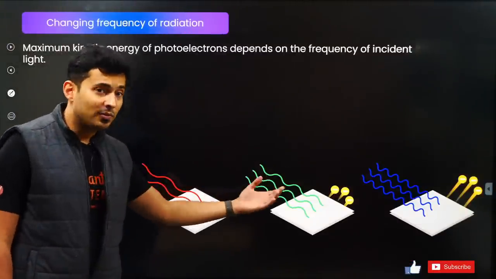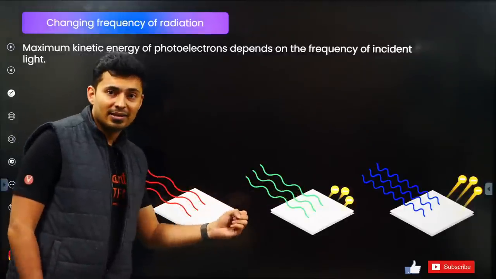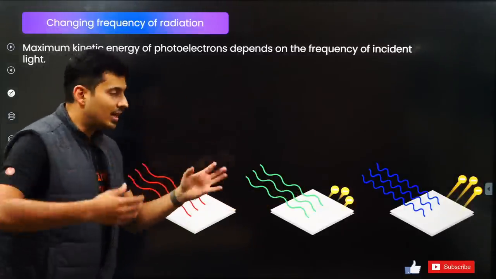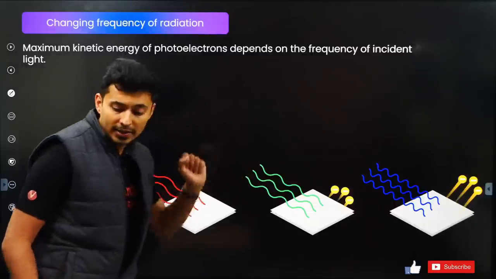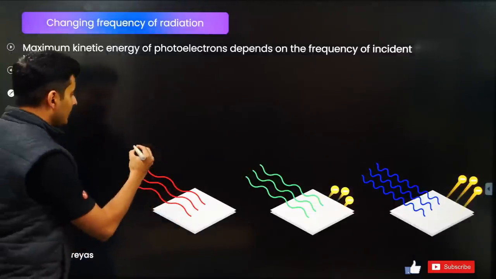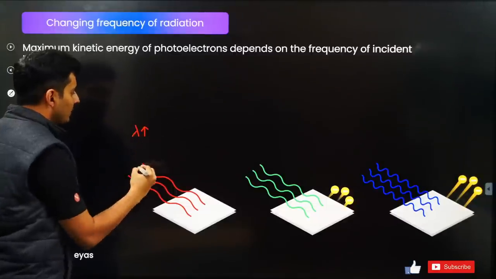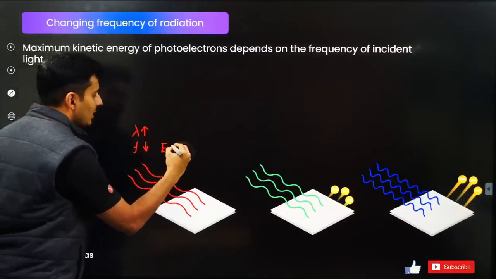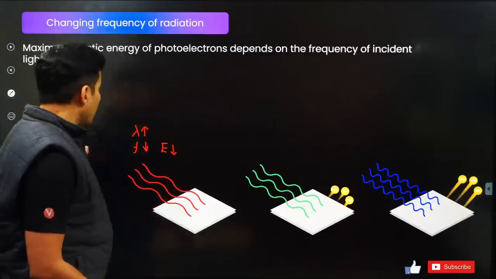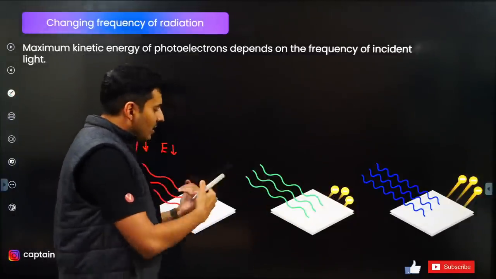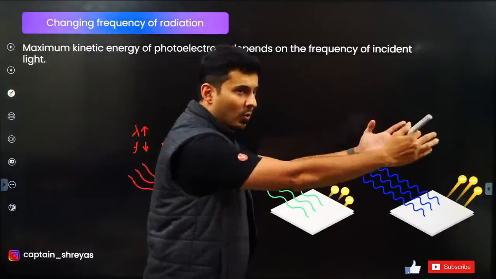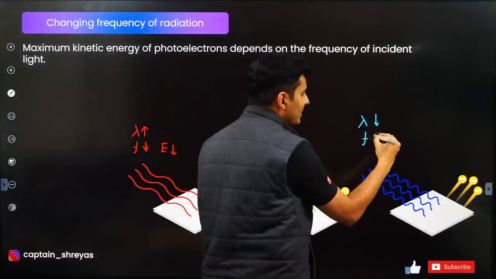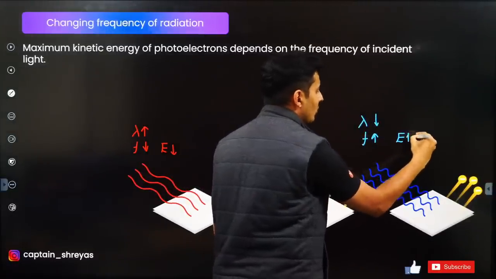Now, what is the effect of different colors on the electron which is coming out? Understand, when you go from red to violet, red has long wavelength. So frequency is very less, or energy is also less. But when you go from red, orange, yellow, green, blue, to violet, then for violet, wavelength is less, frequency is more, energy is also more.